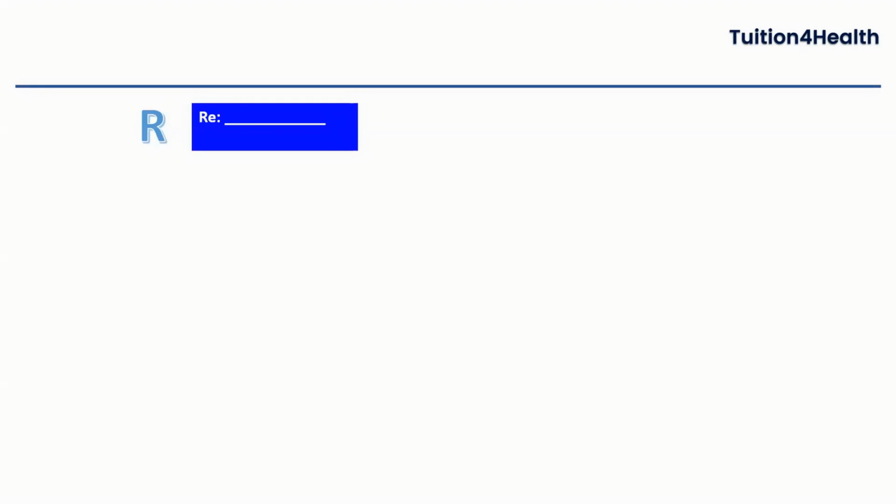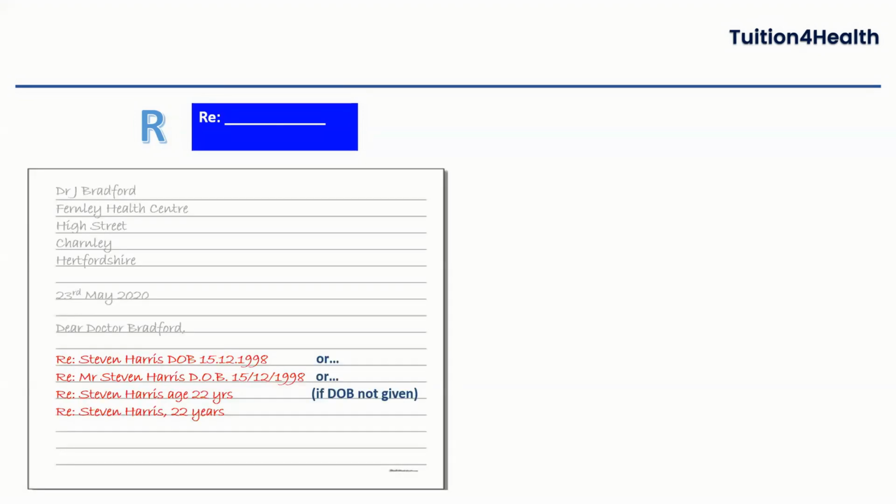Okay, let's move on to R for re. Re is an accepted shortened form of the word regarding, and it's a way of telling the reader what or who the letter is about. In this letter, we're going to use it to tell the recipient the name and age or date of birth of our patient. The precise way that you write the date of birth isn't so important, so there's no need to stress over it. Just make sure that you give either the age or date of birth, whichever is written in the notes.